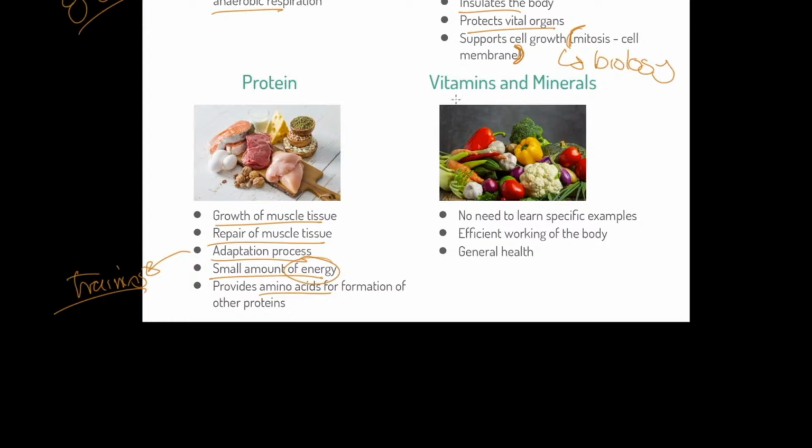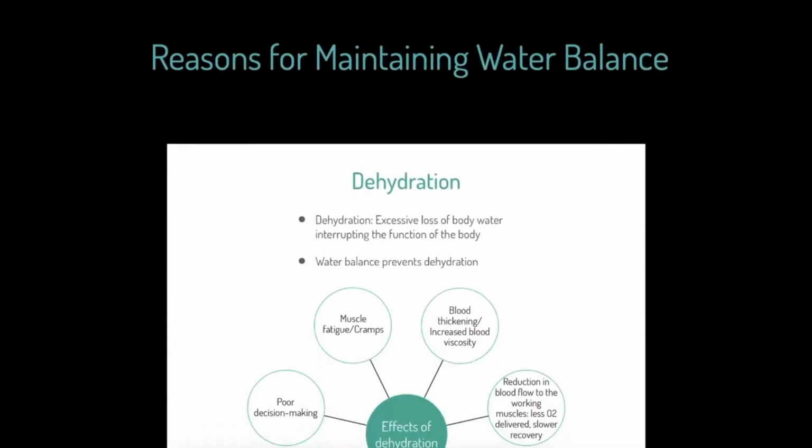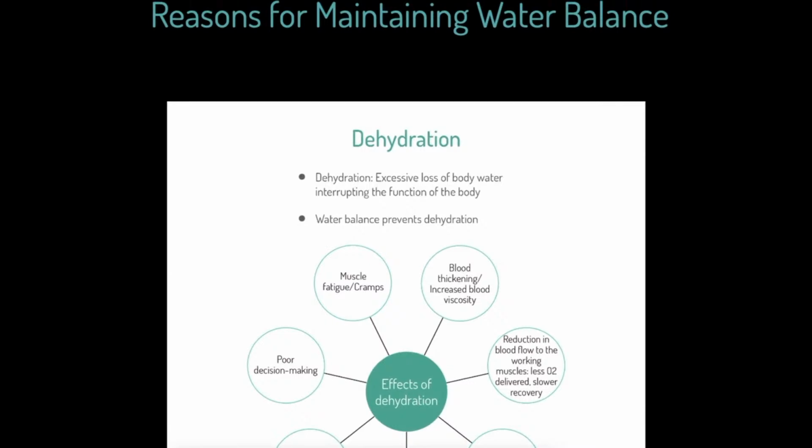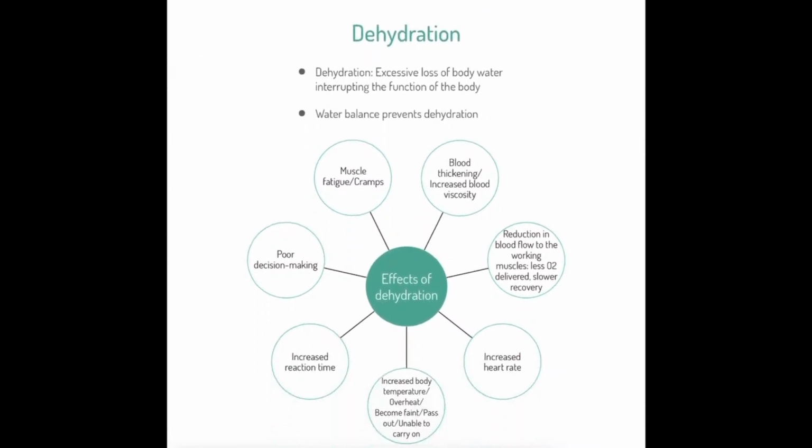So vitamins and minerals. There's no need to learn specific examples. Just general points. They're important for the working of the body efficiently. Use this word, and they're for general health. Okay, so that's what we're referring to here. Let's go a touch further. We want to know about water balance. Okay, so with water balance, key things for us.